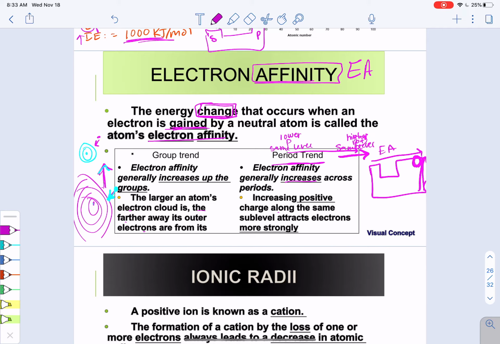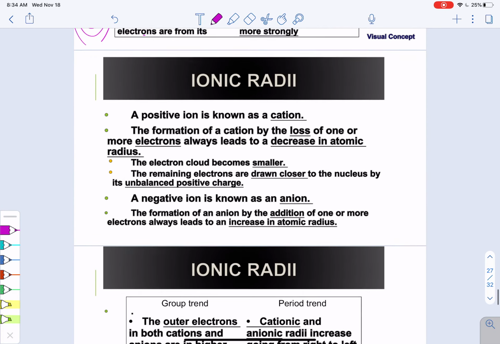Affinity is like how much it likes it, how much it wants to bring the electrons in. So the ones at the top right want to bring electrons in more. Down the group, the protons are not as shielded at the top, so they're going to try to bring that electron in as much as possible, whereas at the bottom it can't even reach that extra electron. And then as you go across, it's because you have more protons on the right side on the same energy level.